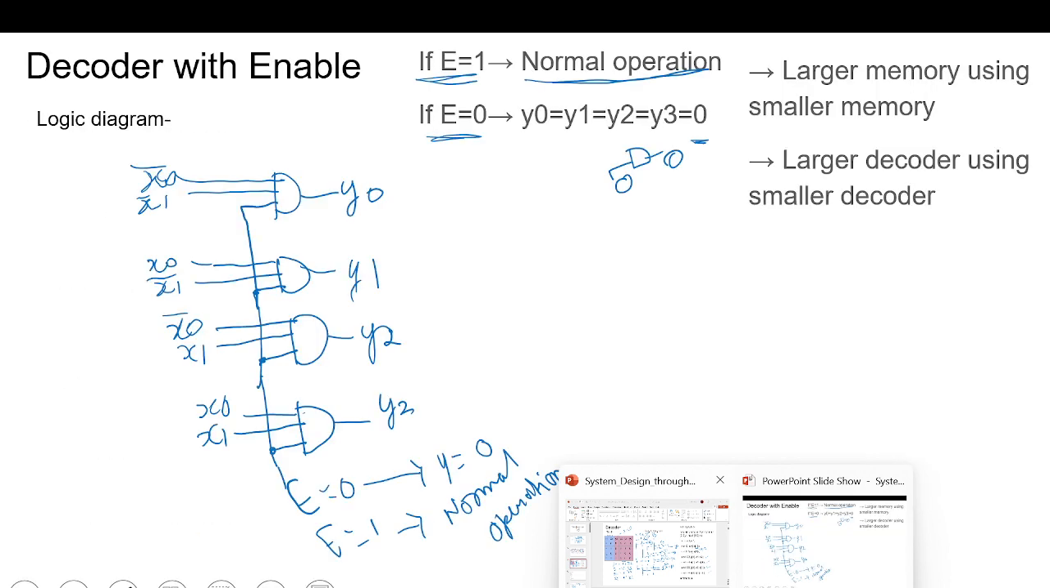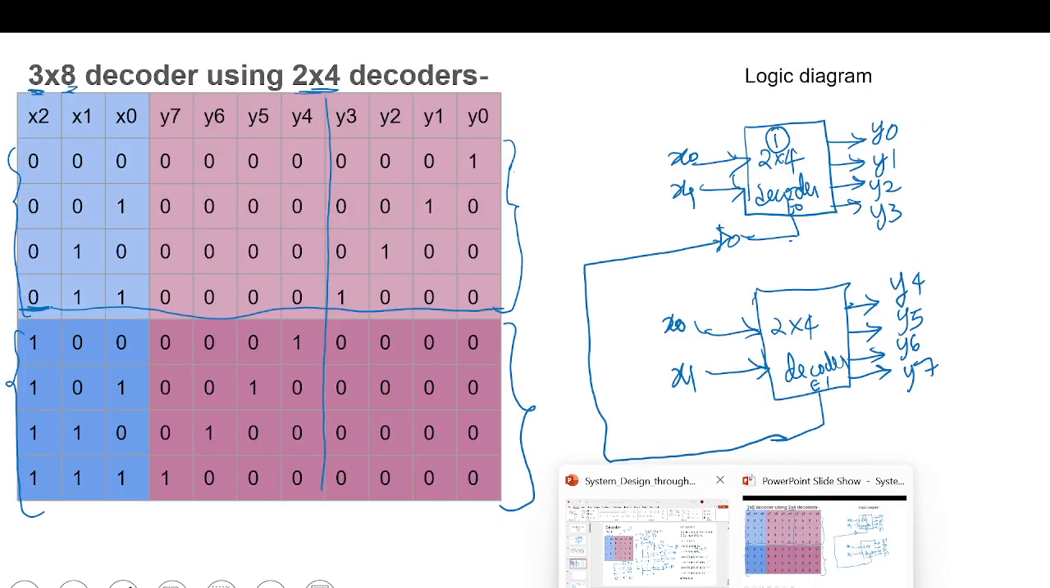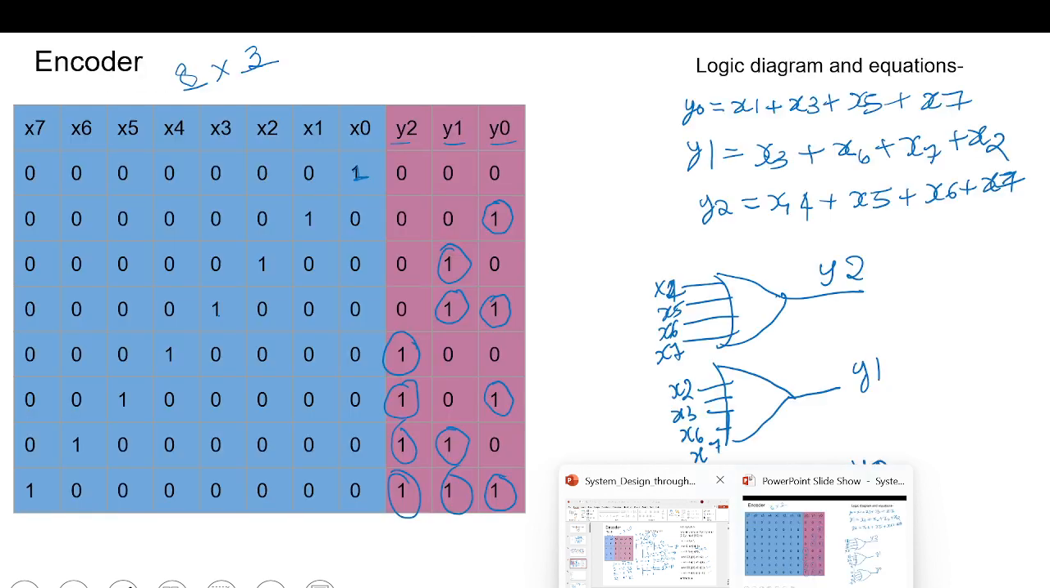For the encoder, this is enable, and this is encoder. So the encoder is like the opposite. Now I am selecting x1, so this I have to convert to binary. It is selecting the x0 line.